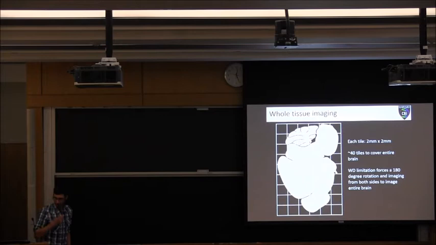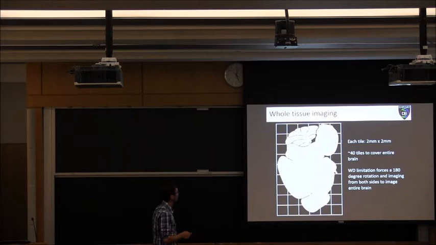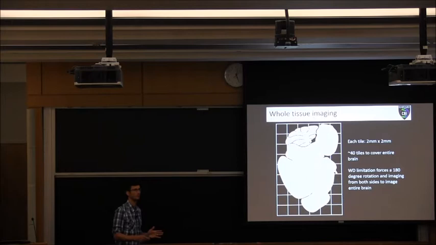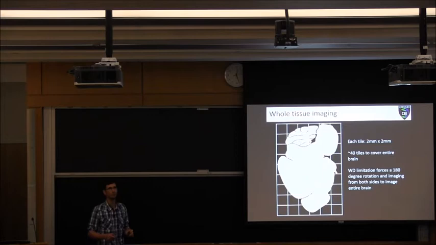Cool. So this is the way we do it if we have an entire mesh frame. So with that 5x objective, we get a field of view of about 2 millimeters squared. And so that requires about 40 tiles to cover an entire mesh frame. There is still a working distance limitation even with that 5x objective. We can usually get between 4 to 5.5 millimeters, depending on how it was mounted deep into the tissue. That's not quite enough to go all the way through.